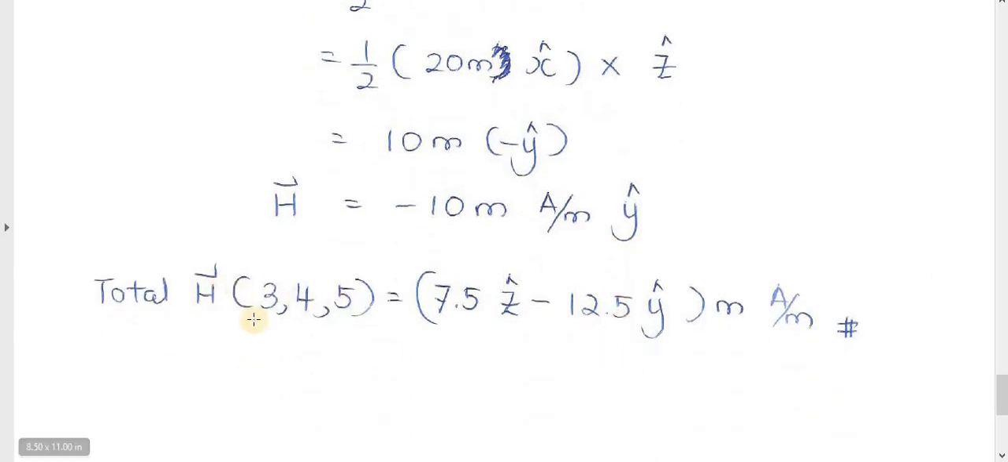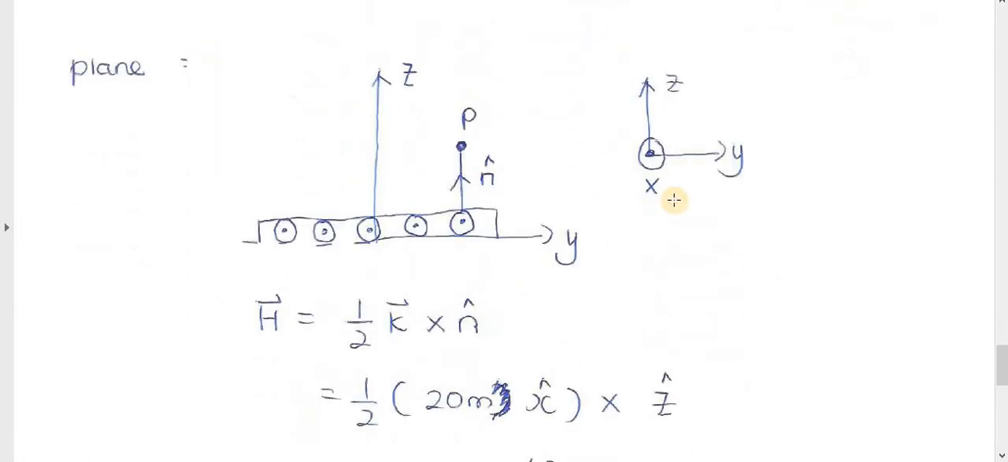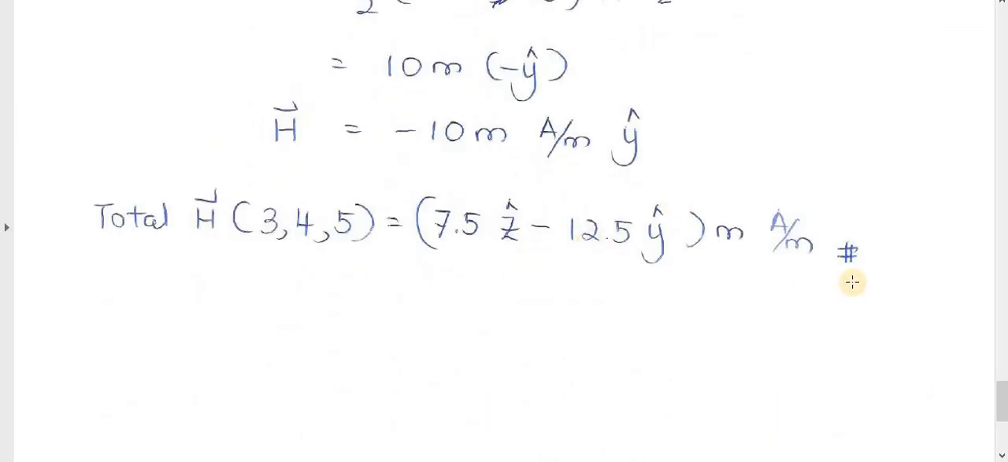So the total magnetic field at this point will be this one. You just add the magnetic field from the line with the magnetic field from the plane, and you get the total magnetic field.